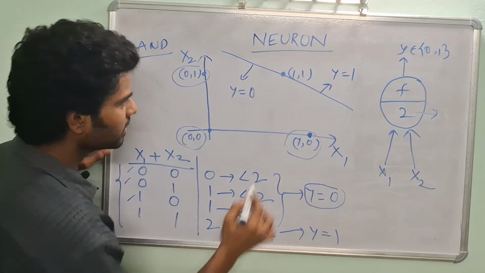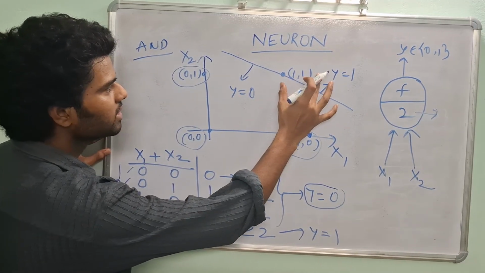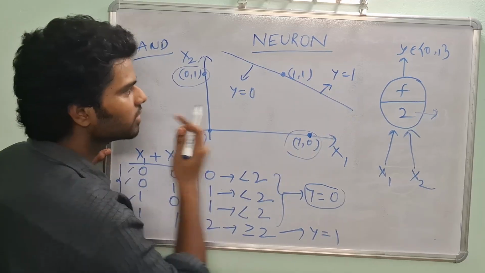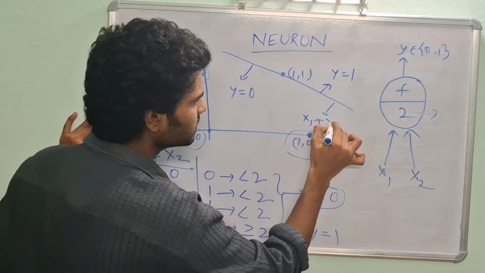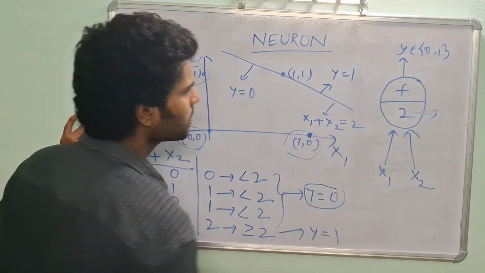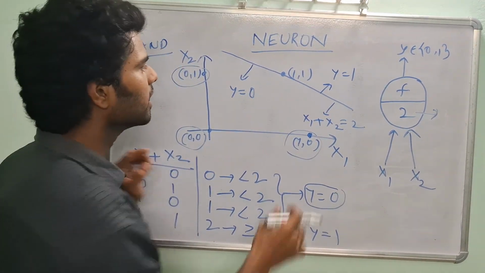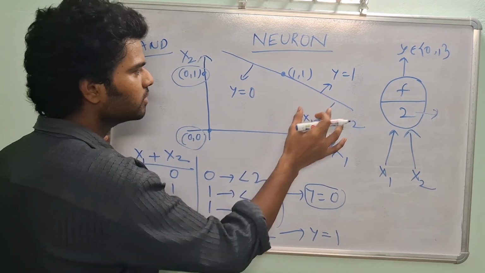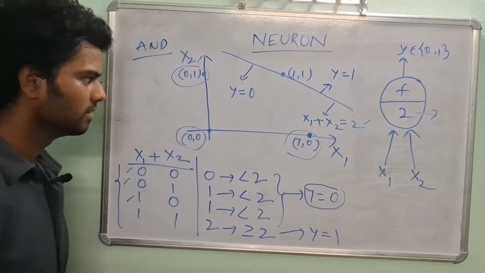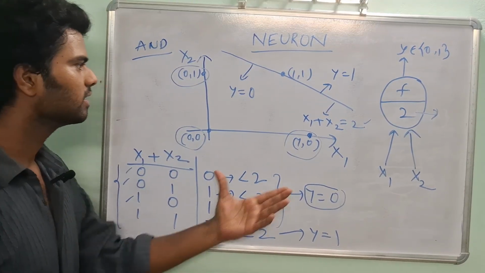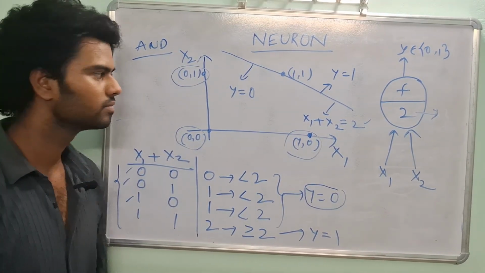Above this line there is the 1 comma 1 point. In this case the output becomes 1 only. So this line equation is x1 plus x2 is equal to 2. Any point on the line, you just substitute that point in this equation, and the output becomes 2 only. So this is how the AND gate is working.